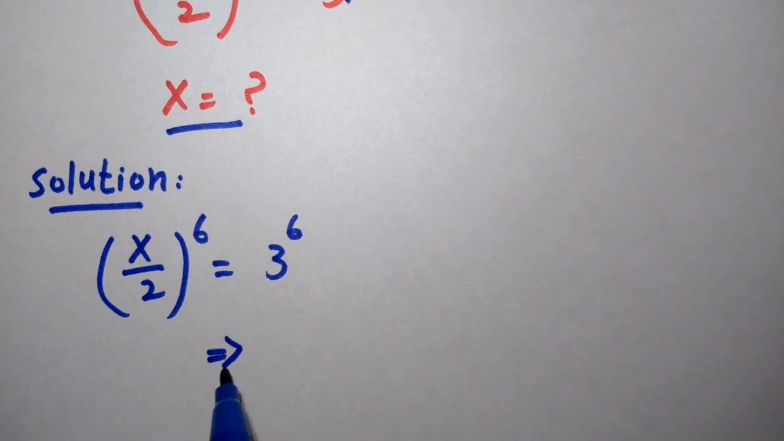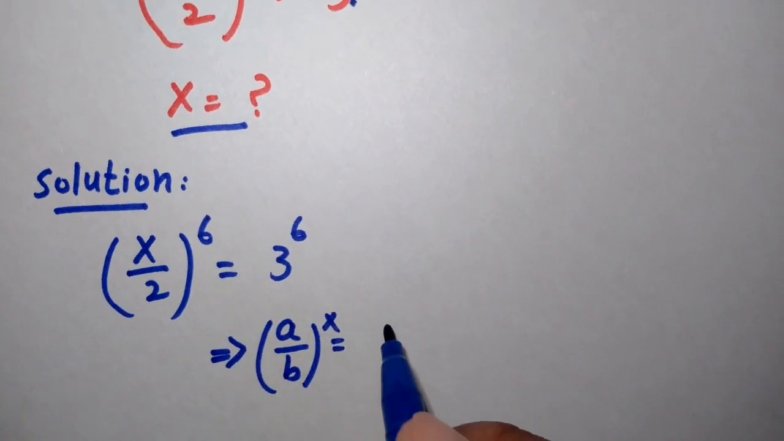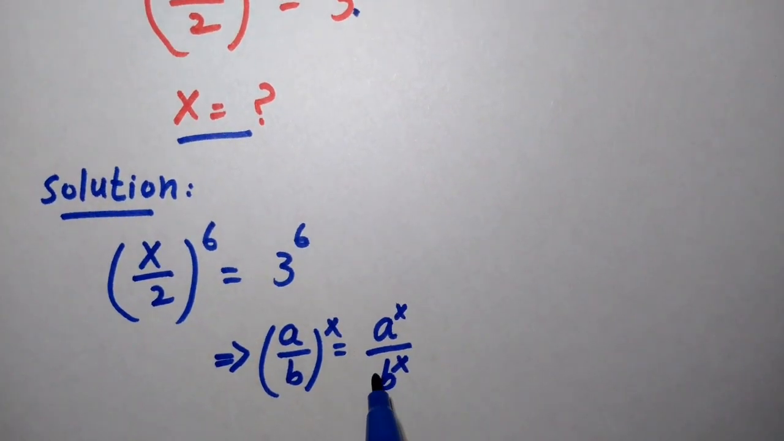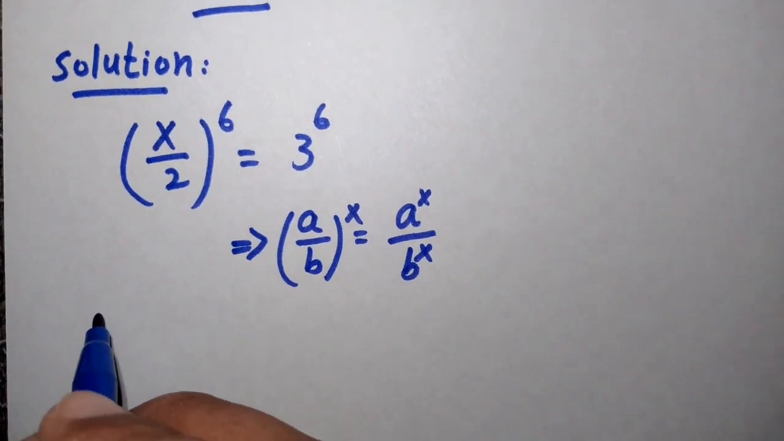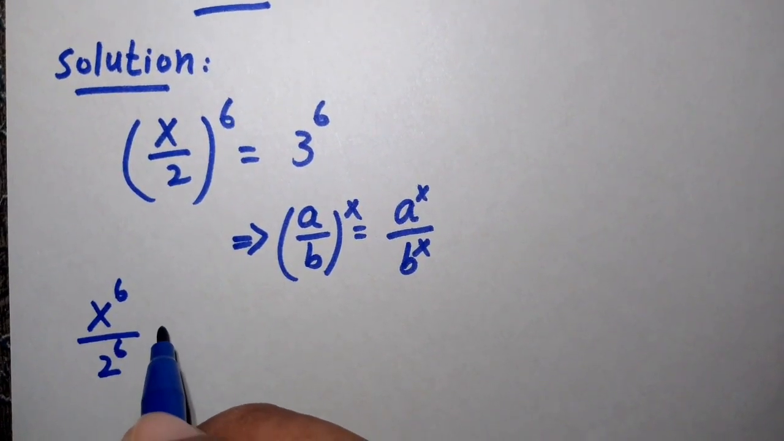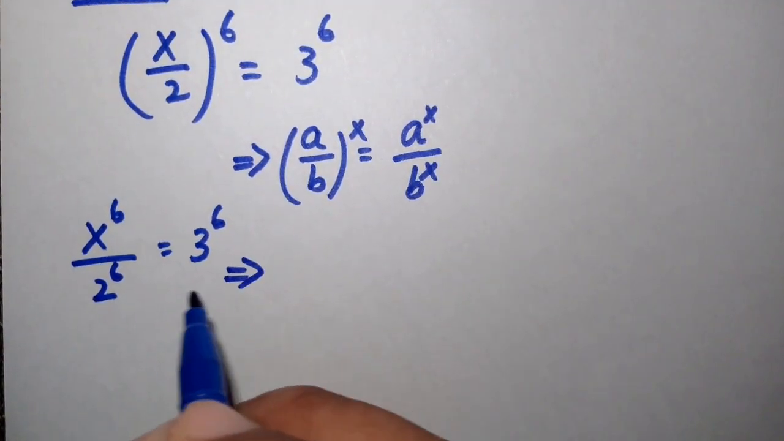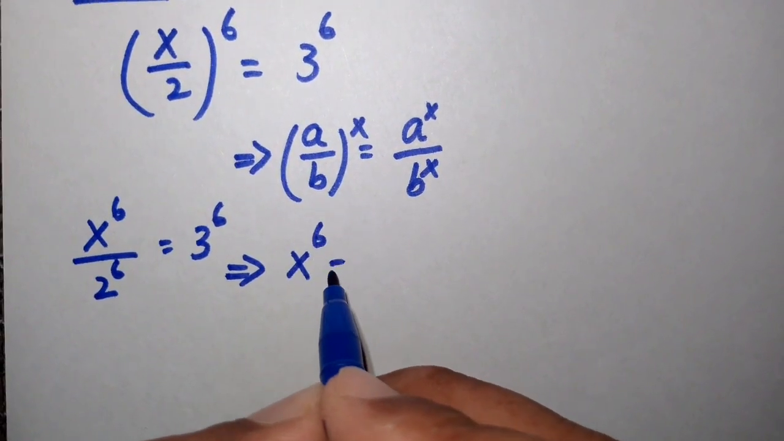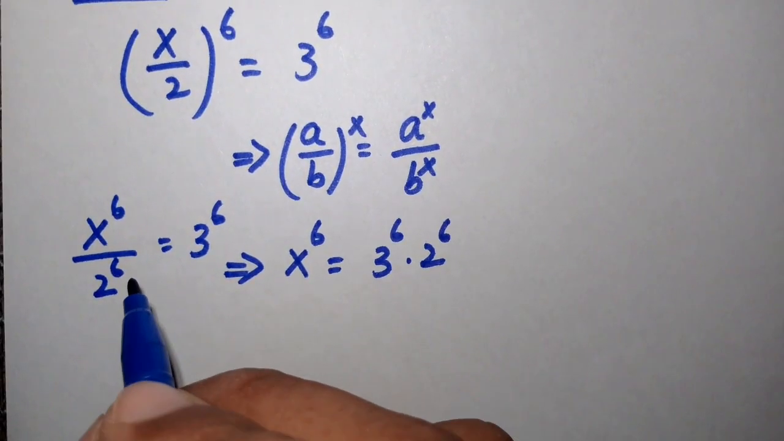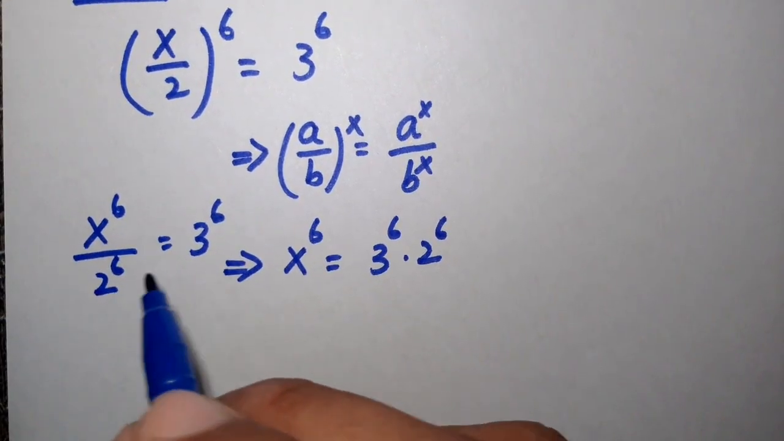We know that (a·b)^x is equal to a^x · b^x, so we can apply this rule here. This will become x^6 · 2^6 is equal to 3^6. And we can write it as x^6 is equal to 3^6 multiplied by 2^6. This means we multiply 2^6 on both sides.